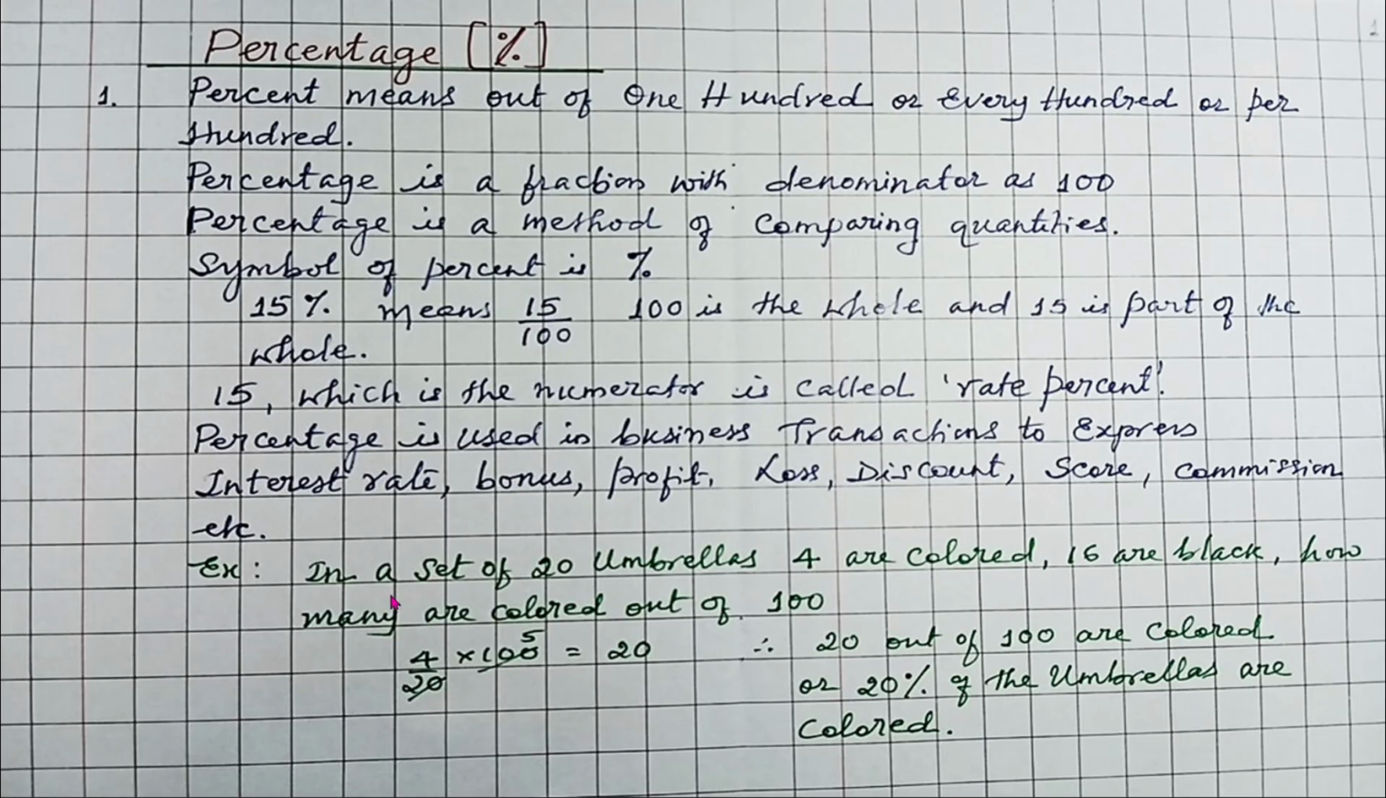Now let us consider an example. In a set of 20 umbrellas, 4 are colored, 16 are black, and now we have to find out how many are colored out of 100, or we have to find the percentage of the colored umbrellas. 4 are colored here and the total umbrellas are 20. So 4 out of 20, therefore out of 100 how much? So 4 by 20 into 100 is equal to 20. So the percentage of colored umbrellas is 20%.